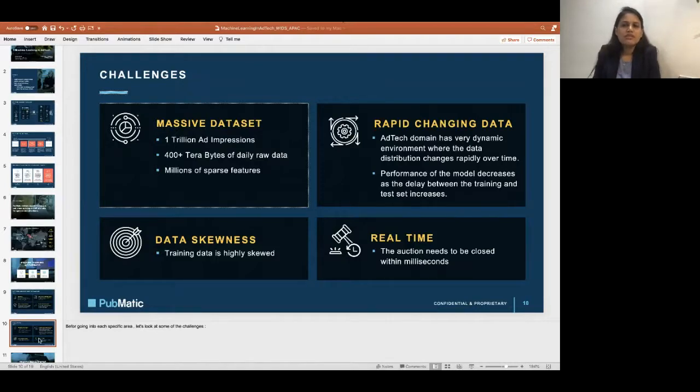The third one is data skewness. Training data over here is highly skewed. This corresponds to only 1 to 2% of positive cases in the training set. And the fourth area where we are observing challenges is being real time. The auction needs to be closed within milliseconds.